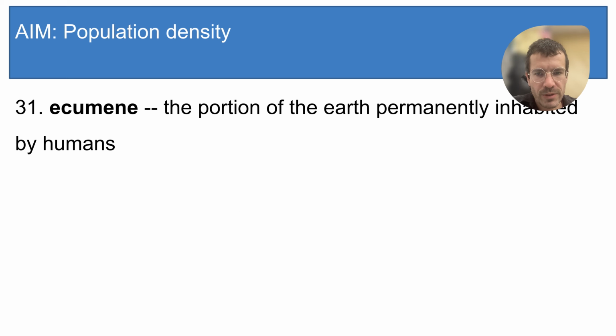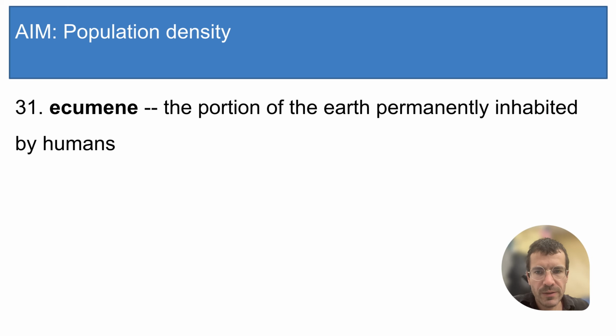All right, your first word is ecumene, and this means the portion of the earth that is permanently inhabited by humans. And the ecumene is most of the earth. The places that are not in the ecumene are the oceans, some deserts, and really cold places like Antarctica. And these are places that cannot support permanent human habitation.